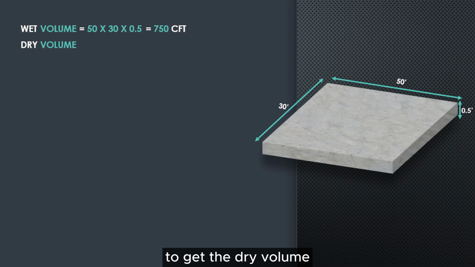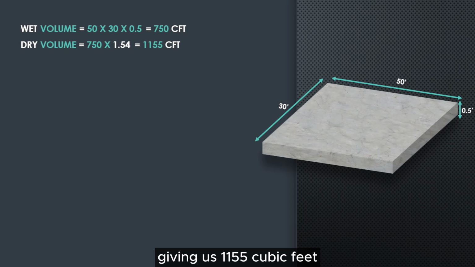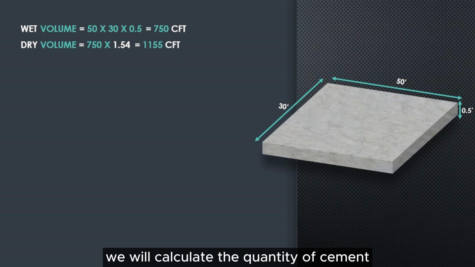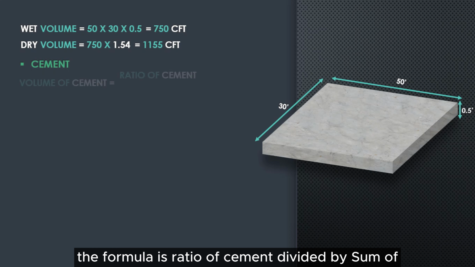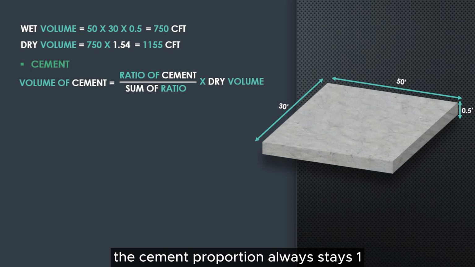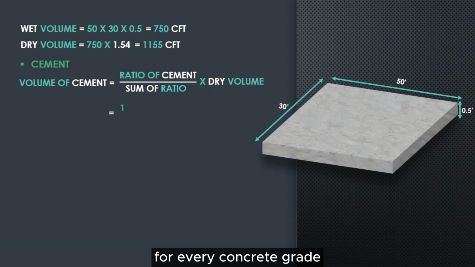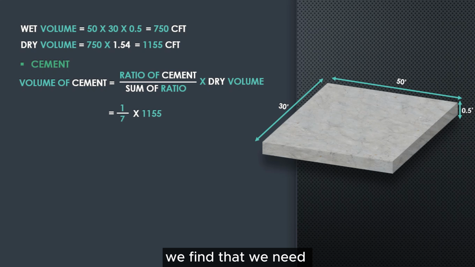To get the dry volume, we multiply the wet volume by 1.54, giving us 1155 cubic feet. Now using this volume, we will calculate the quantity of cement, fine aggregate and coarse aggregate. Let's start with cement. The formula is ratio of cement divided by sum of ratios, multiplied by dry volume. The cement proportion always stays 1 for every concrete grade. The sum of ratios is 7 and the dry volume is 1155. After calculating, we find that we need 165 cubic feet of cement.